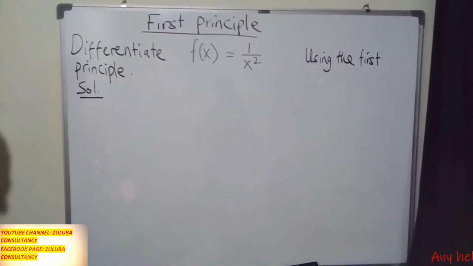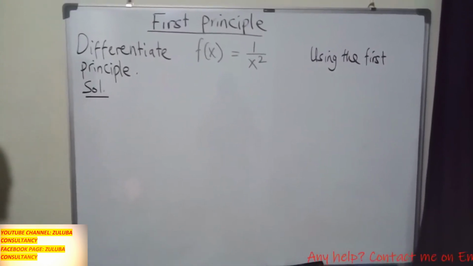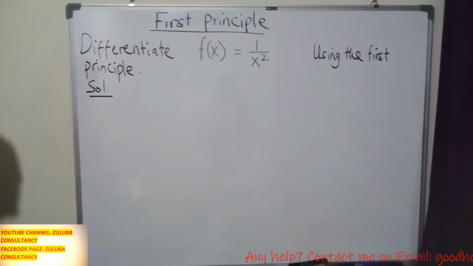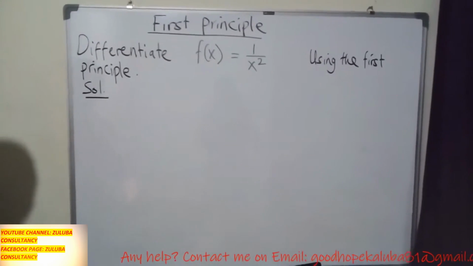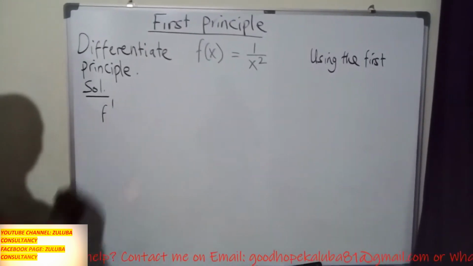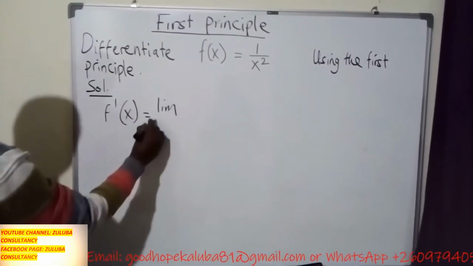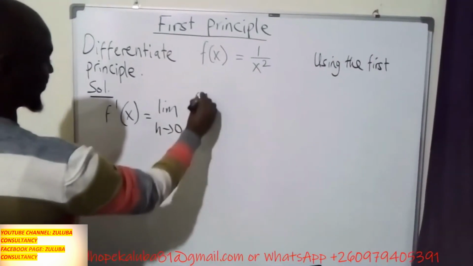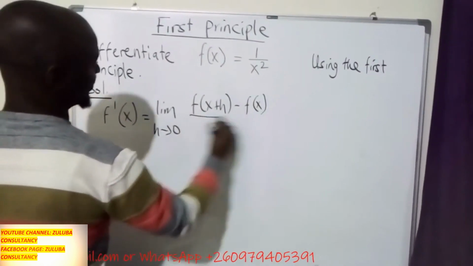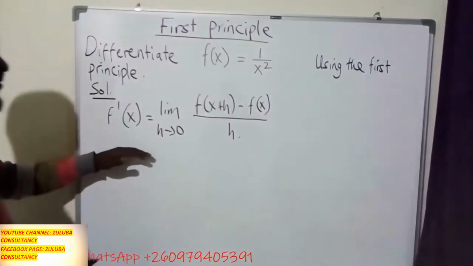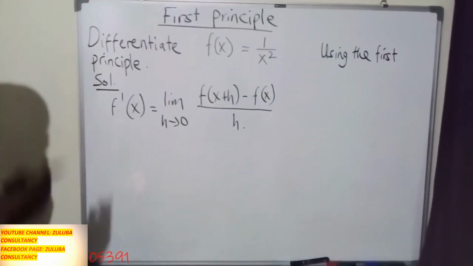Welcome. We want to differentiate the function f of x equal to 1 over x squared using the first principle. So when we say the first principle, f prime of x is equal to the limit when h goes to 0 of f of x plus h minus f of x over h. This is what we call the first principle, or the definition of the gradient function of a given function.